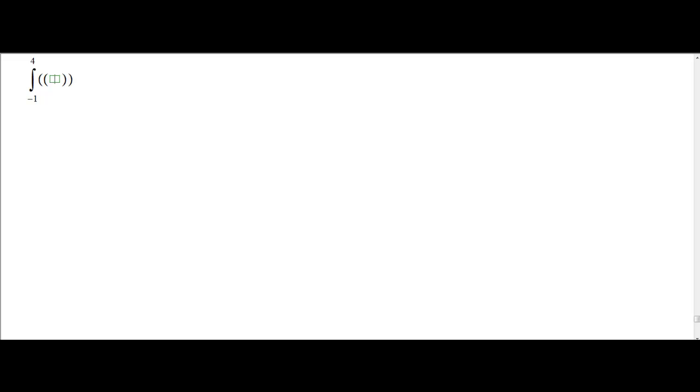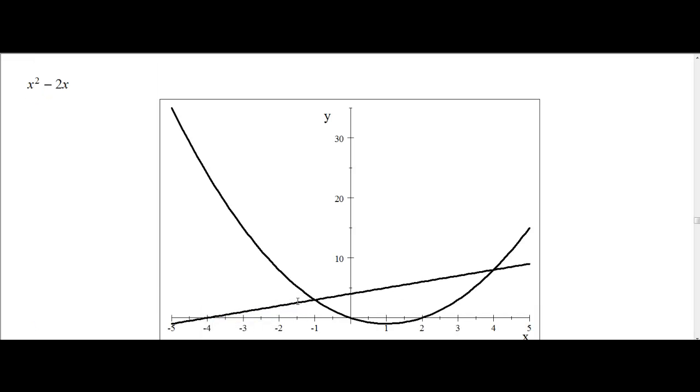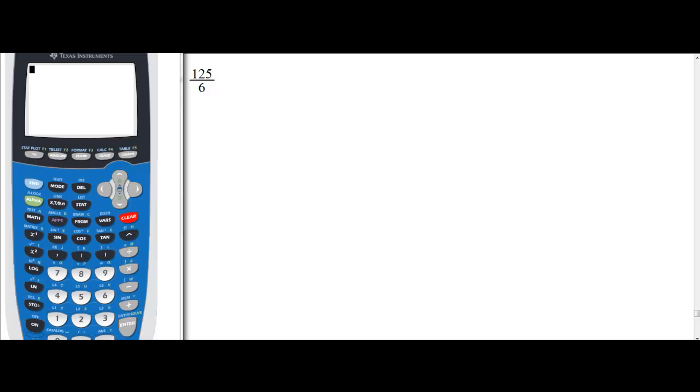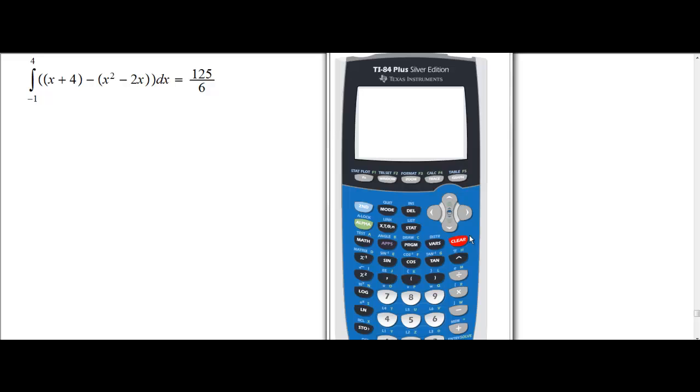You can see from the graph that the values on the line are higher than the values on the parabola. So I'll write the line first, and then minus the parabola, which was x squared minus 2x, right? This is just simple algebra using the power rule, and if you are in a hurry, you could use your calculator.